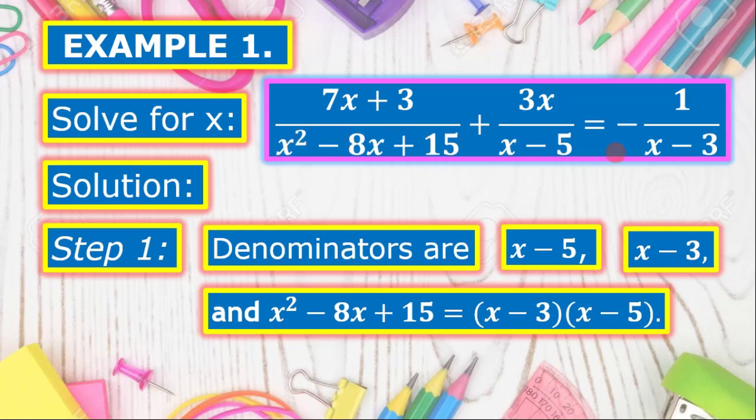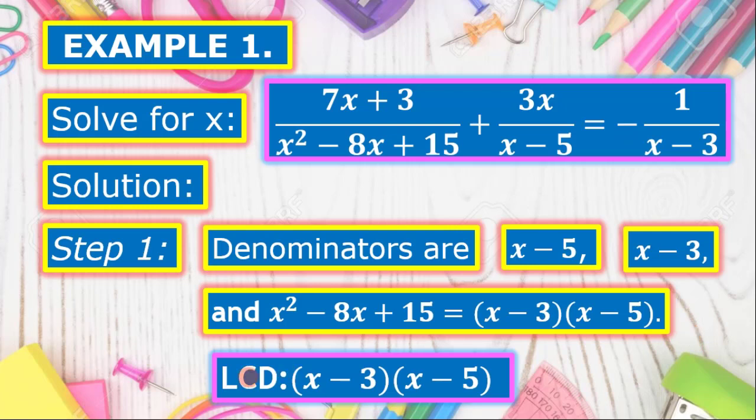So we have to select the least common denominator, or the LCD. The LCD is the one that, when multiplied to each term of the rational equation, will eliminate fractions. So the LCD is actually x squared minus 8x plus 15, or in factored form, quantity x minus 3 times quantity x minus 5.